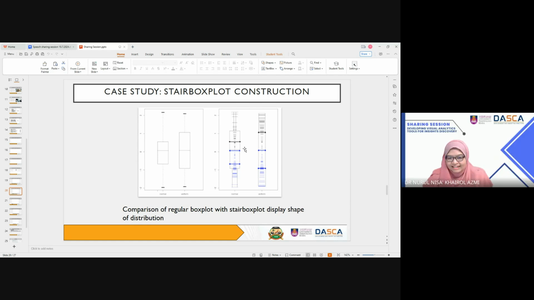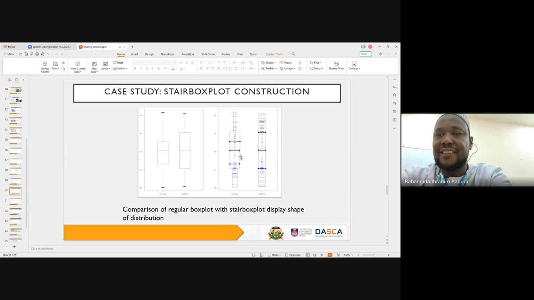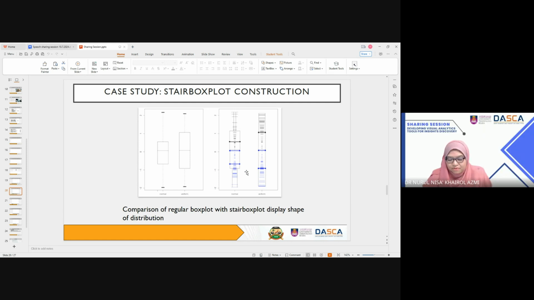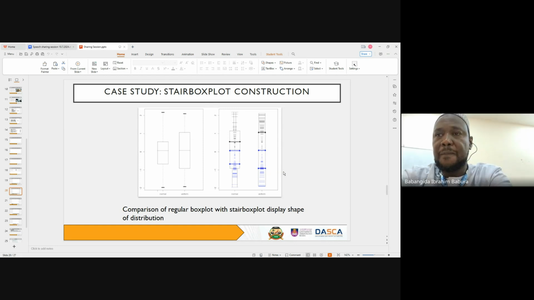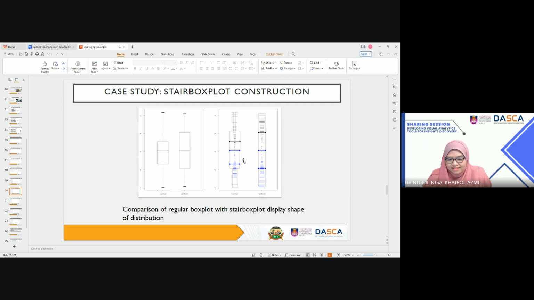Yes, because I think that if we can publish the code to the R community, then everybody can get benefits from the stair box plot, especially practitioners, and it can also provide some comparison. Basically, this is just for one set of data. So if they have more, then perhaps that will make it more useful for the community.